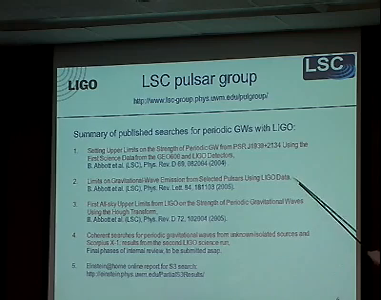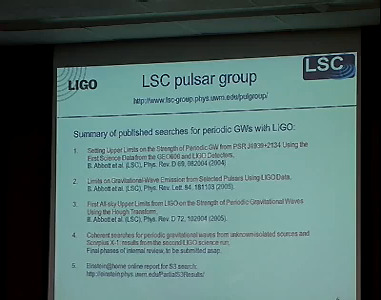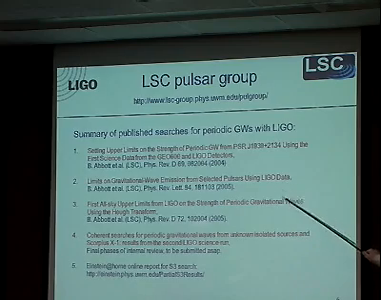Then in S2, we had a PRL paper setting upper limits on 28 known radio pulsars. And in this paper, we were able to do a coherent search. So we're able to use the data coherently from all the detectors to place limits on these pulsars. I'll talk a lot about the results from this paper.